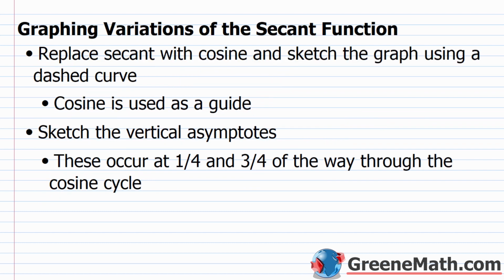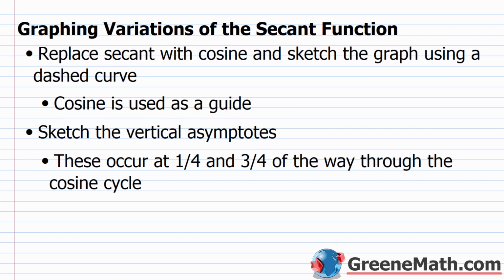All right, so real quick, we have a graphing procedure, and you can write this down if you want. It's something you can just memorize if you don't want to write it down. It's not a big deal. So graphing variations of the secant function. The first thing you want to do is replace the secant with cosine and sketch the graph using a dashed curve. So cosine is used as a guide. Then you want to sketch the vertical asymptotes.